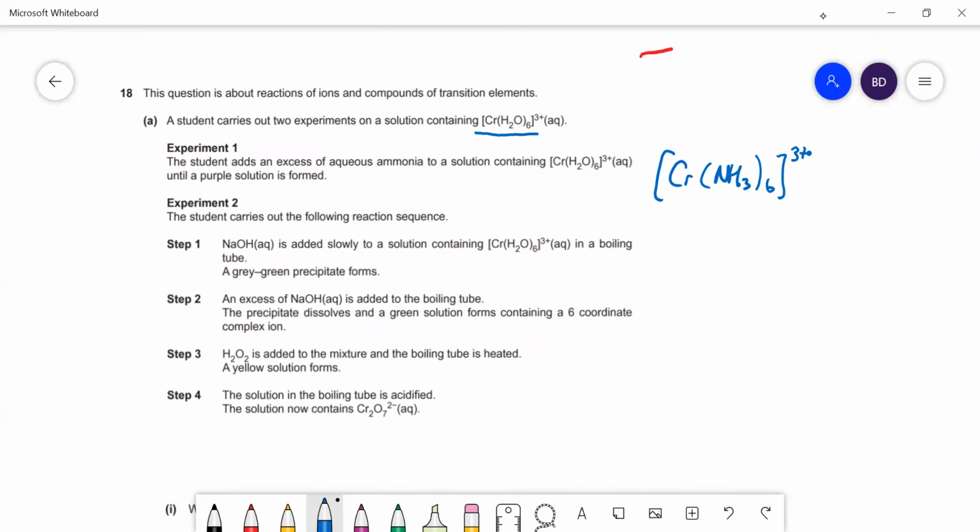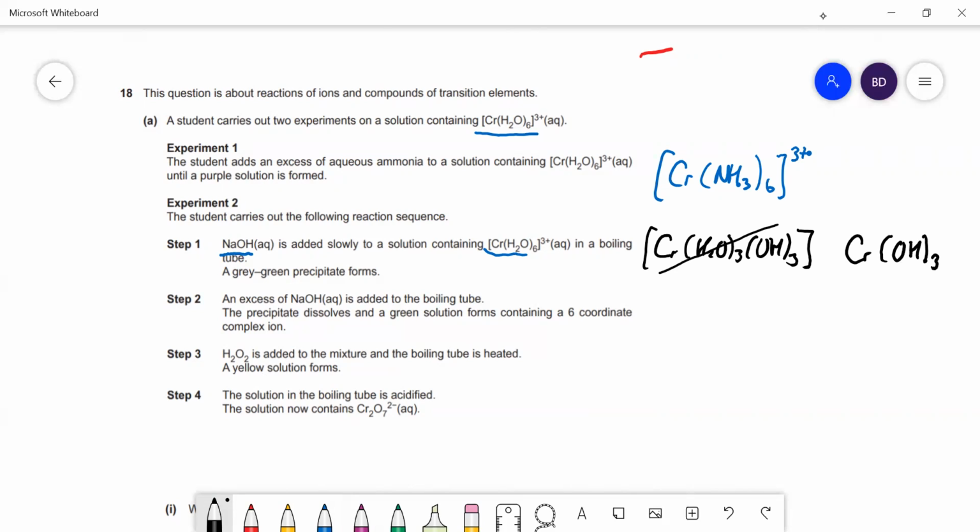So then if you add sodium hydroxide to this, you're going to get a grey-green precipitate. Now the precipitate formed is actually Cr(H2O)3(OH)3. Okay, it's that complex, but I think they just want you to simplify it and write OH 3 times. That is the grey-green precipitate, that one there.